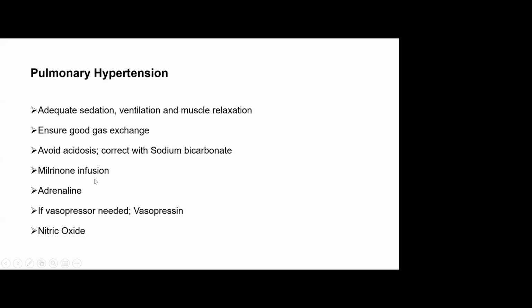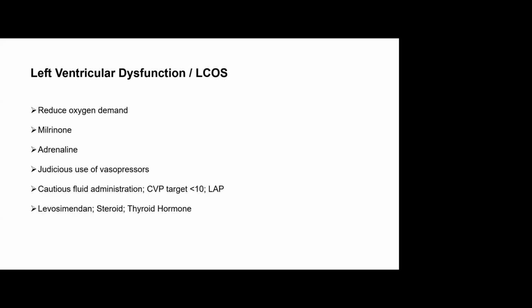So my approach is that I would give milrinone 0.5, adrenaline less than 0.1, and if necessary, add vasopressin, which gives around 0.01 to 0.02 units per kilogram per hour. And nitric oxide, of course, 40. For a low cardiac output state, it's important to reduce the oxygen demand. In that sense, we mechanically ventilate them, we sedate them, keep the muscle relaxed, maintain a relative hypothermia around 36 degrees centigrade or so, and give triple inotropic therapy.